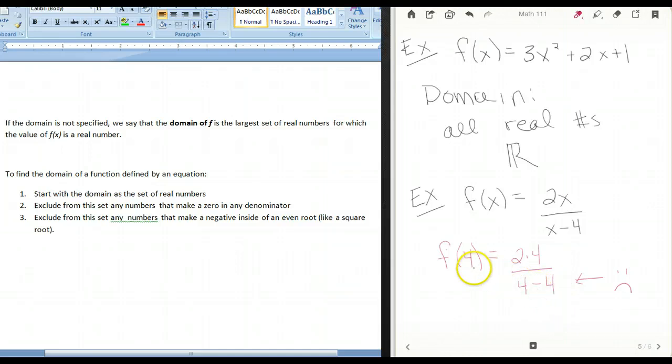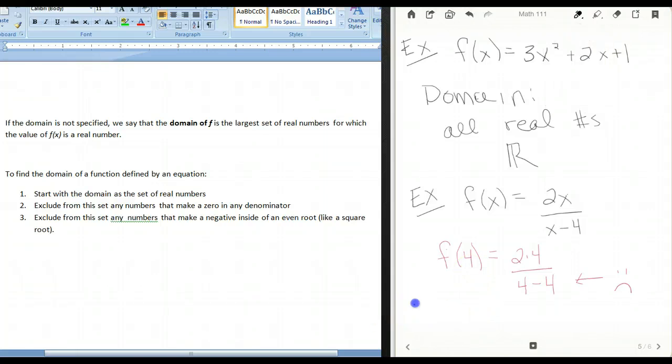Which means that we've just found an input that doesn't produce an output number for us. This is 8 divided by 0. That's not a real number. So what that means is that we're not allowed to plug in 4. 4 cannot be in the domain of the function. We can't include that in the set of numbers that are allowed to be used as inputs. We can't use that number. So we've got to throw that out.